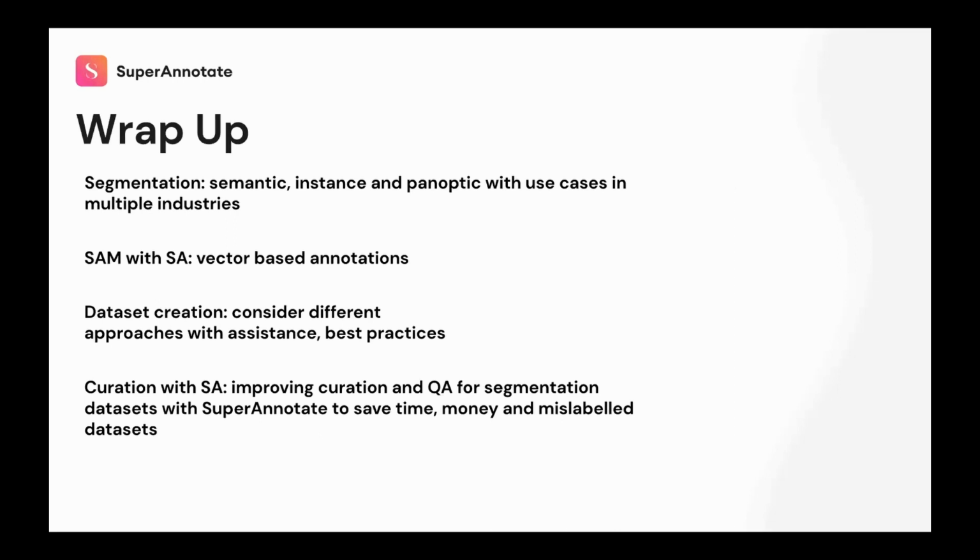What we talked about today is all about segmentation, right? How does it work with different setups, different use cases, all the industries, and we covered very good tips and tricks. The takeaway there is to think about your quality and how you define that, and if that is what you actually need in terms of pixel perfect quality. We also covered SAM, how it works, and how it works on our platform. And lastly, we talked about the curation part, like how you can improve your curation and QA for segmentation datasets to save time, money, and mislabeled datasets, really.